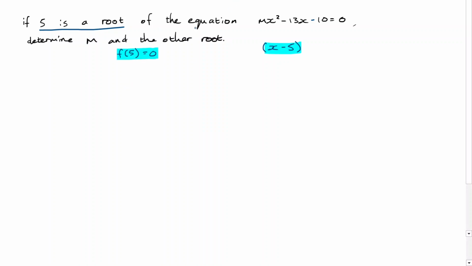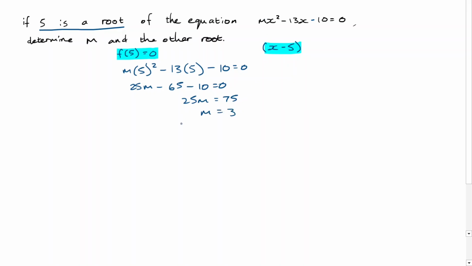And so if I subbed 5 into this equation, then the whole equation should equal 0 perfectly. And so I'd get 25m minus 65 minus 10 equals 0. 25m equals positive 75, m equals 3. So now I know that m is 3.